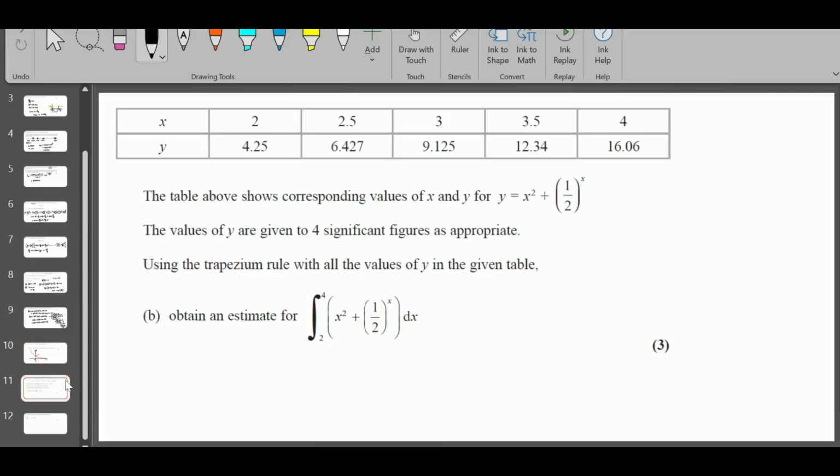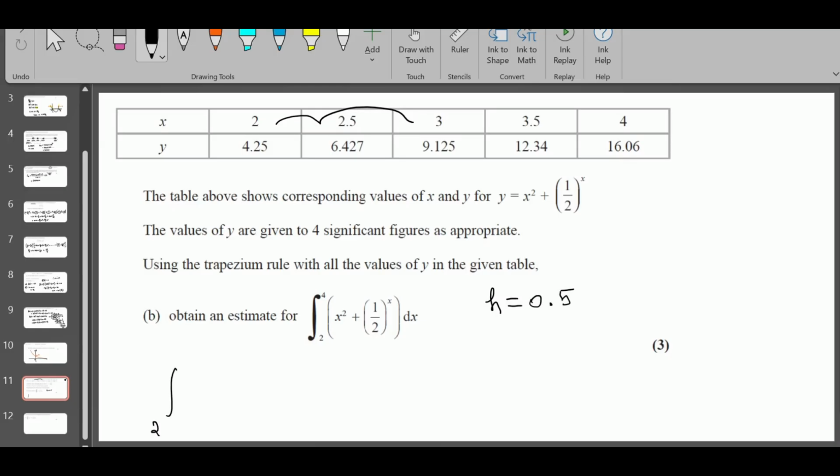Part B now. That's trapezium rule. We have a table. Use trapezium rule to find the estimate of this. Usually for trapezium rule you will be given 3 marks. So you need to write the h first, otherwise you will lose a mark. H is the common difference, 0.5. Mention that first and then apply trapezium rule.